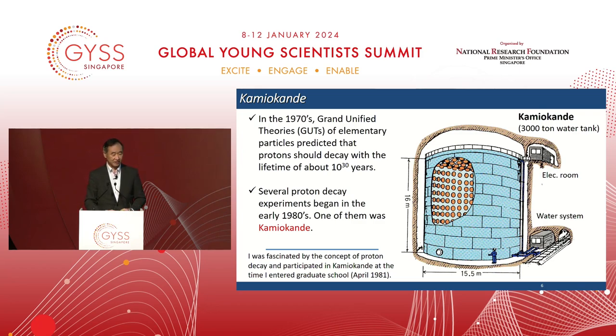As shown here, Kamiokande was a large water tank. It was about 60 meters in diameter and 60 meters high. And of course, it contains a lot of water, 3,000 tons of water, and therefore it contained really a lot of protons inside. Therefore, some of the protons may decay. And if a proton decays inside this tank, then typically two or three particles are emitted, and these particles propagate in the water, and therefore we should be able to observe photons emitted by these particles. So this is the idea.